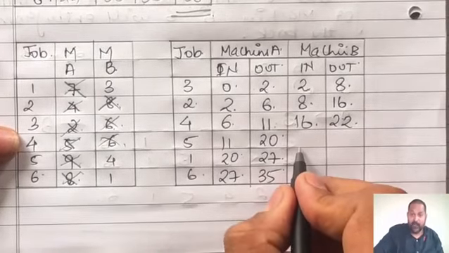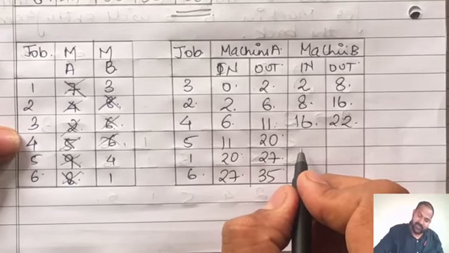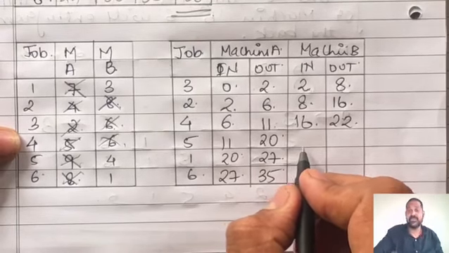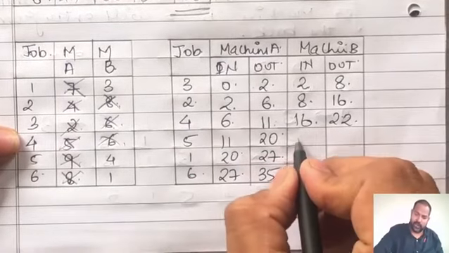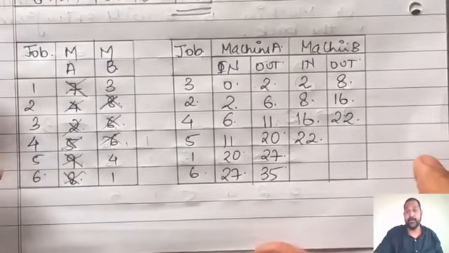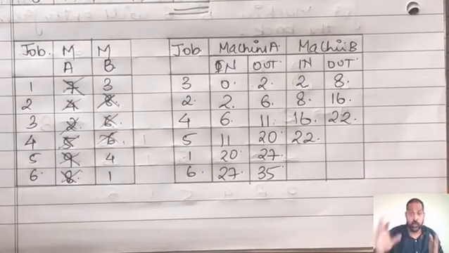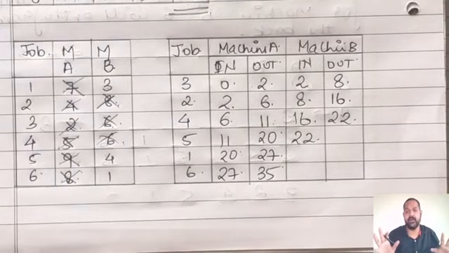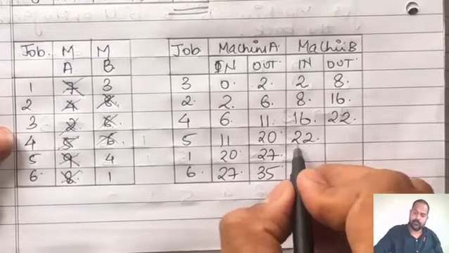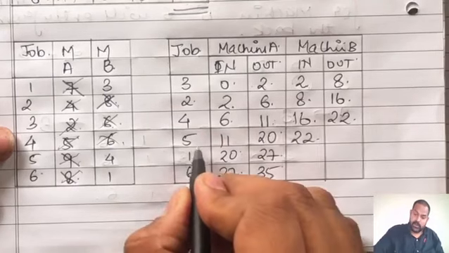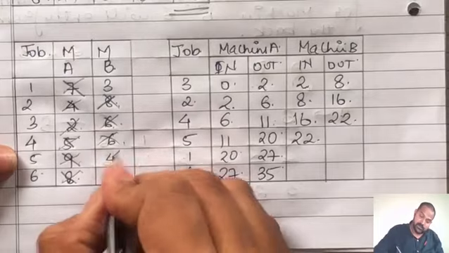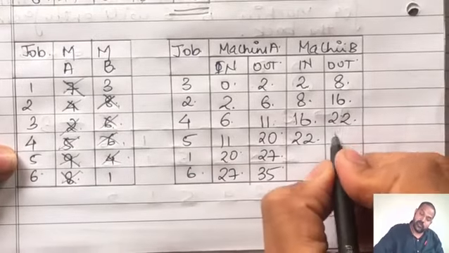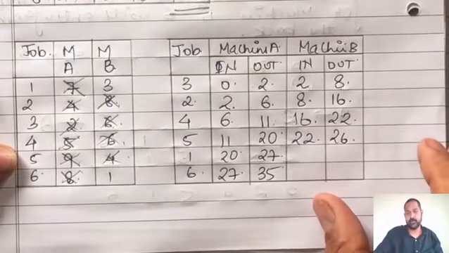Is the next job available at 22? Yes, it's been available since 20. It is waiting for 2 hours. That's okay. The job can wait. It's like the patient was waiting. Nobody cares. The doctor cannot be sitting idle. Patients can wait. At 22, job 5 on B takes 4 hours. 22 plus 4 is 26.